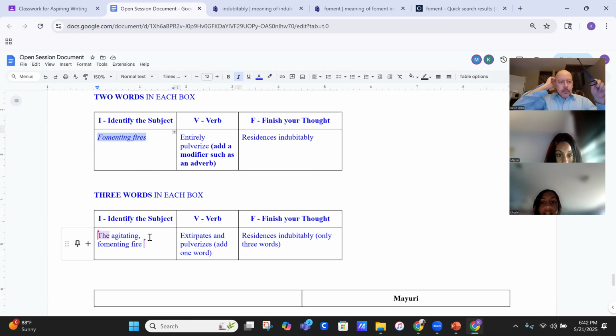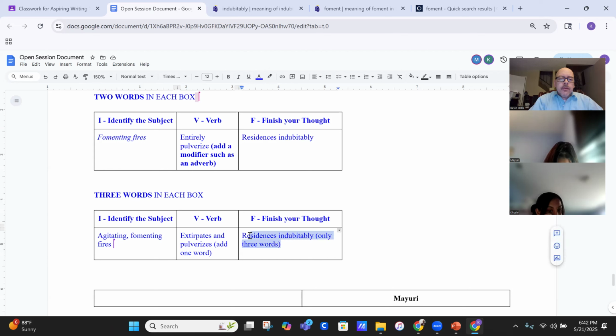Okay, Myri. So what do you think? What do you think for this right here? Myri, I see you kind of helping your sister out. Agitating, fomenting fires. There you go. I like what she did there. I like what you did, Kushi. You need one more word over here.